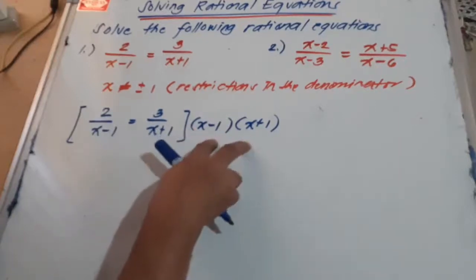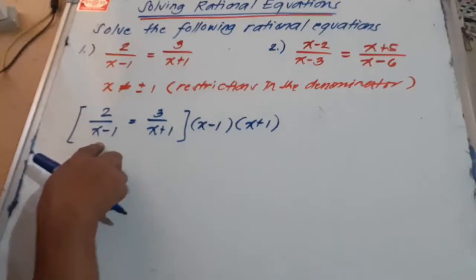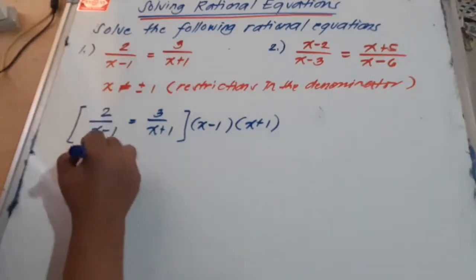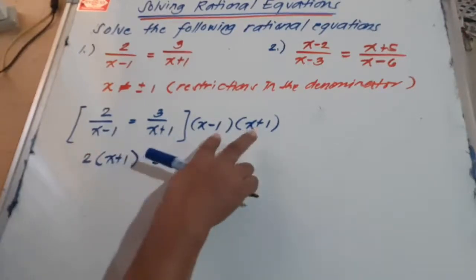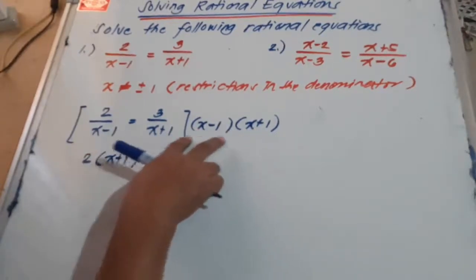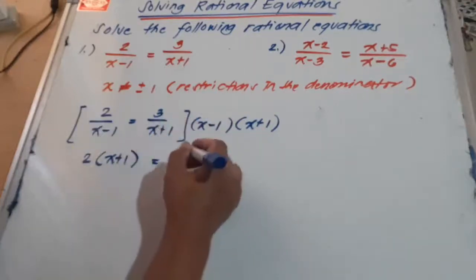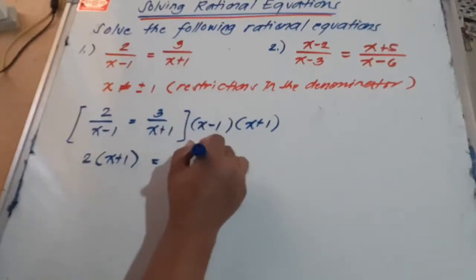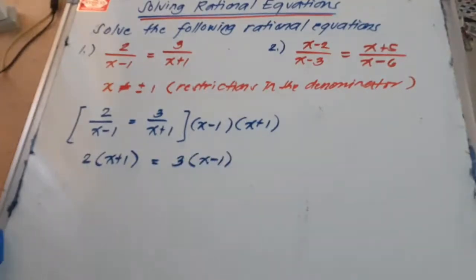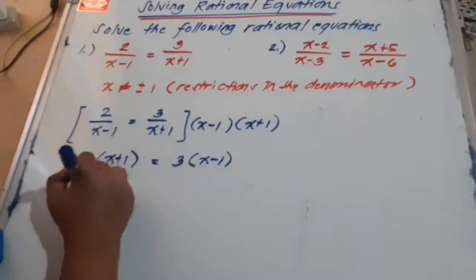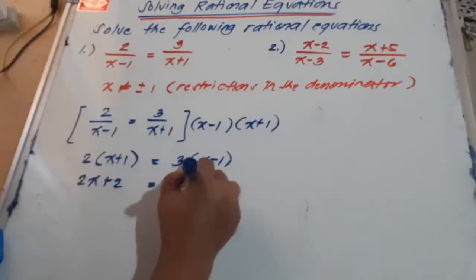Okay? And the next is multiply natin to sa left side at multiply natin din sa right side. So this one, to be multiplied to the left side of the equation, x minus 1 will be eliminated. So the result is just 2 times quantity x plus 1. Pag minultiply natin dito, dun sa ating right side, x plus 1 will be eliminated. And the resulting right side ng ating equation is just 3 quantity x minus 1. Then we expand. So we have 2x plus 2. We have 3x minus 3.